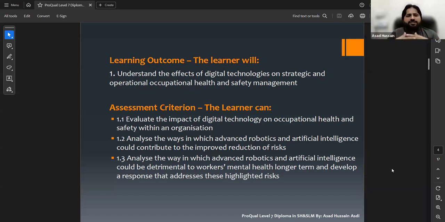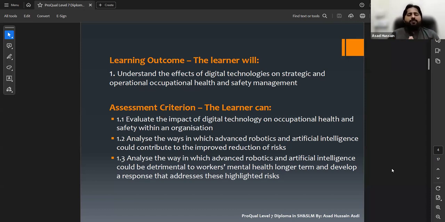In the organization, you can see that many organizations have their intranet systems. They are using different software, internet facilities, or IoT. They are using different means of technology for this purpose. So you have to give evidence of something in your organization that is a digital technology and is used by your organization with regard to occupational health and safety. So you have to provide evidence of that.